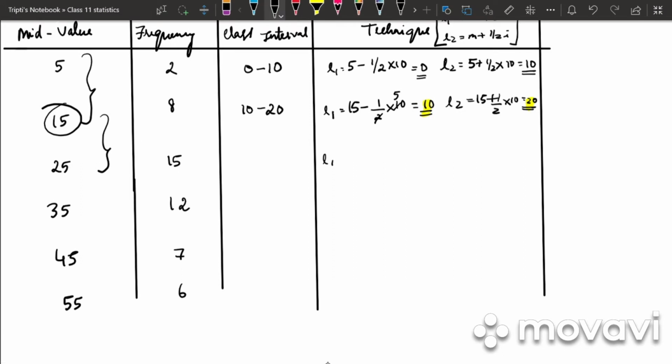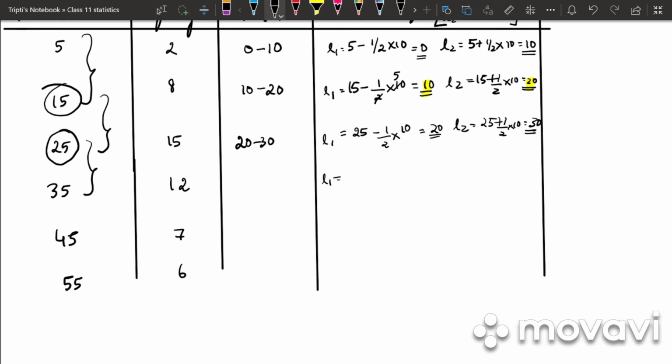Next, again for the third one, we have L1 equal to 25. Why 25? Because the mid value is 25, minus half into 35 minus 25, it is 10. So we get 20, and L2 will be 25 plus half into 10, which is 30. So our class interval is 20 to 30.